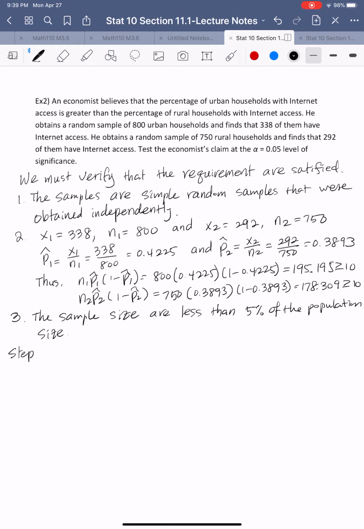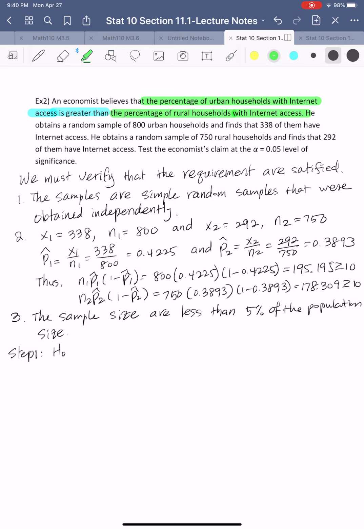So in step 1, we have to compare. We want to determine whether the percentage of urban households with internet access is greater than the percentage of rural households with internet access. So the important key is the greater than. Okay, this is what we need to focus on. Let me erase a little bit. Yeah, this greater than.